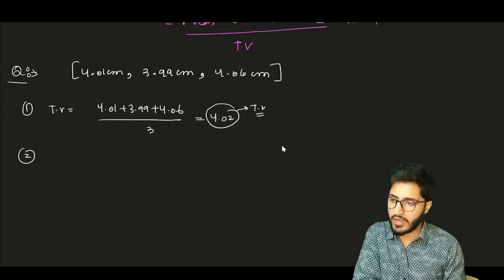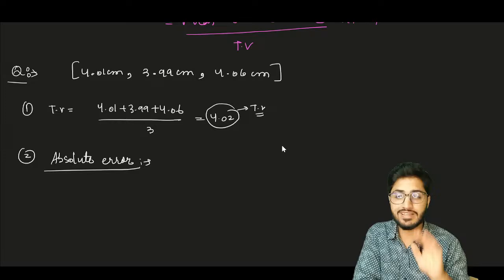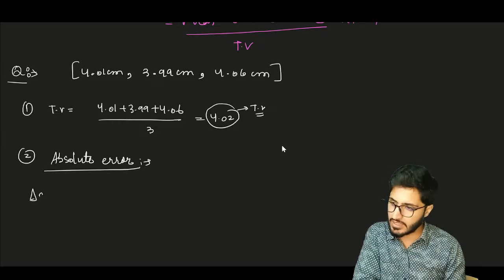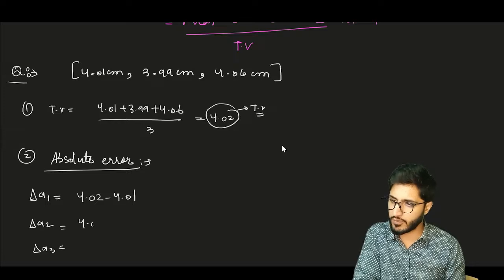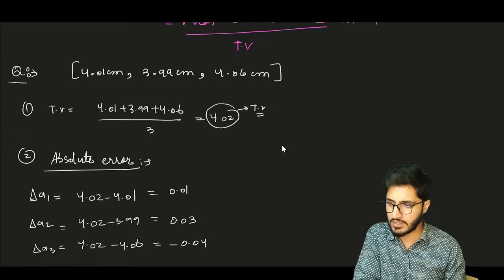Second one, how can I get the absolute error? We have done three calculations, so there will be three absolute errors. This delta A1 is 4.02 minus 4.01. Second delta A2, third delta A3: it is 4.02 minus 3.99, then 4.02 minus 4.06. In the first case, we are having 0.01. Second case, we are having 0.03. Third case, we are having minus 0.04. These are the absolute errors.